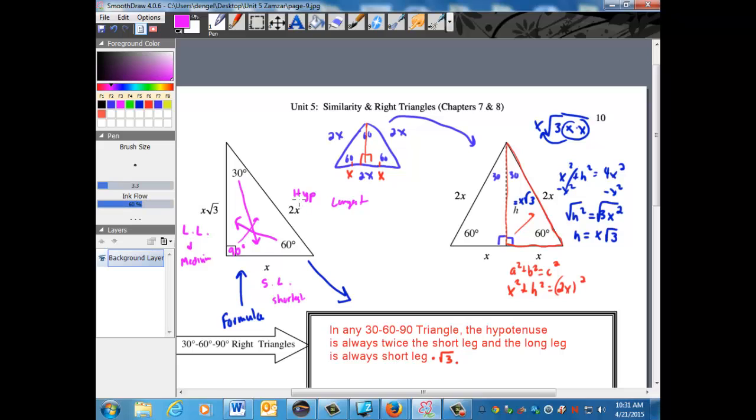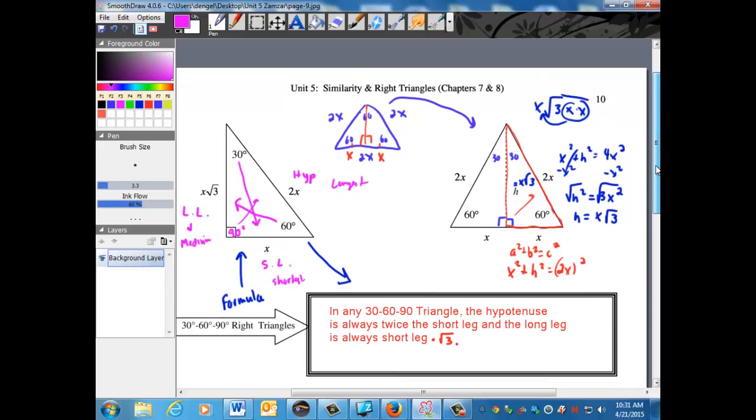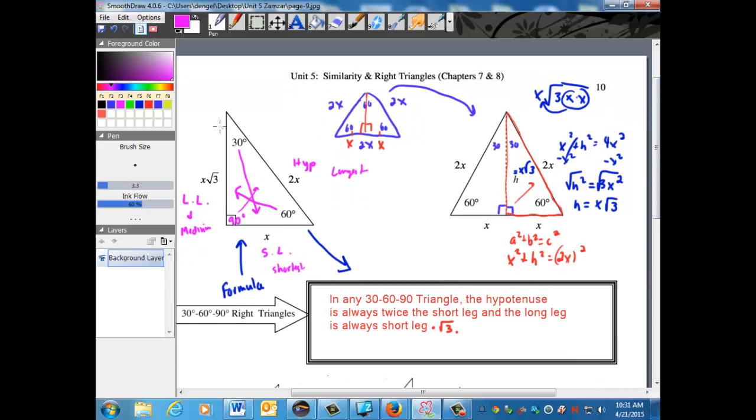Okay, so if we were to put this drawing in words, it would say in any 30, 60, 90 triangle, the hypotenuse is always twice the short leg, and the long leg is always short leg times rad 3. And that's what we have right here with x and x rad 3 and 2x.